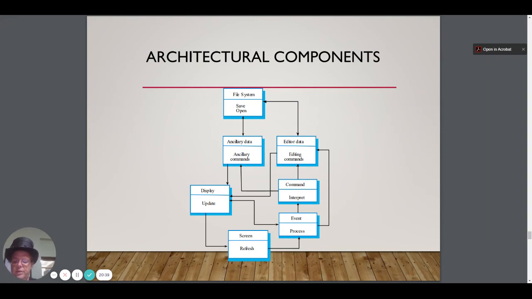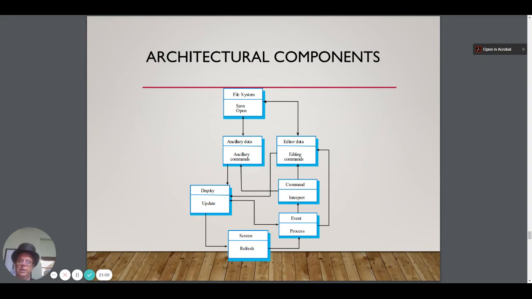And file system: this object handles the opening and saving of files. You do want to frequently save if you're editing a file. This can either be editor data or ancillary data. To avoid loss of data, many editors have autosave facilities that save the data structure automatically. They can be retrieved in the event of a system failure.